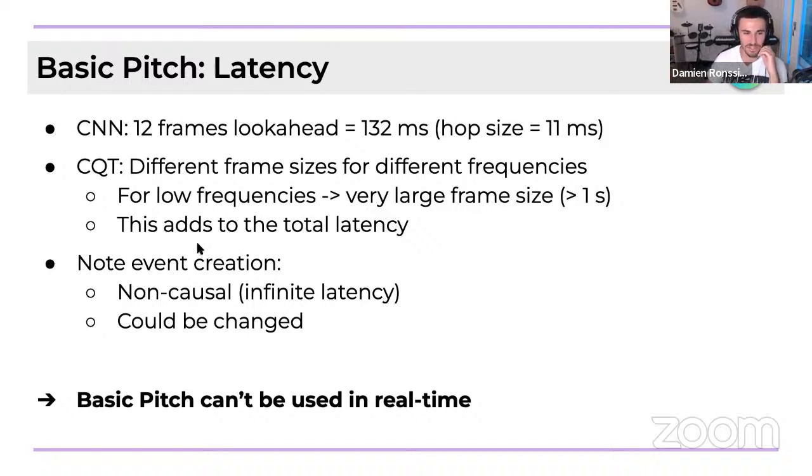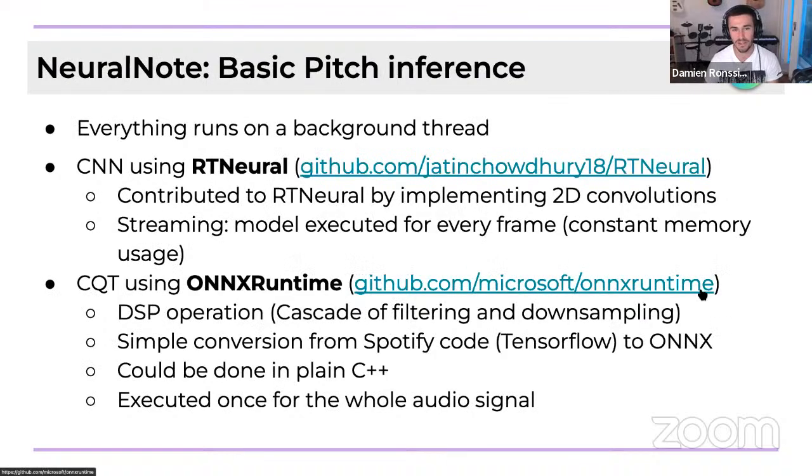And to finish with the impossibility of doing transcription using BasicPitch in real time, the note event creation currently is non-causal because the probability matrices are processed backwards to create the notes. So from the end of the signal to the beginning. And so this has kind of an infinite latency. But I think that this could be changed because it's kind of a handcrafted algorithm. And I think we could come up with something more or less equivalent that processes things with less latency. So that's it for the real-time question.